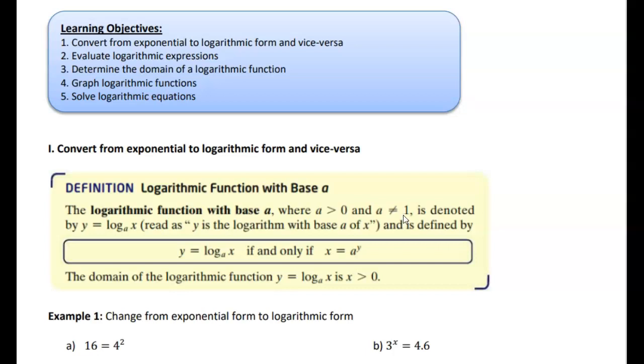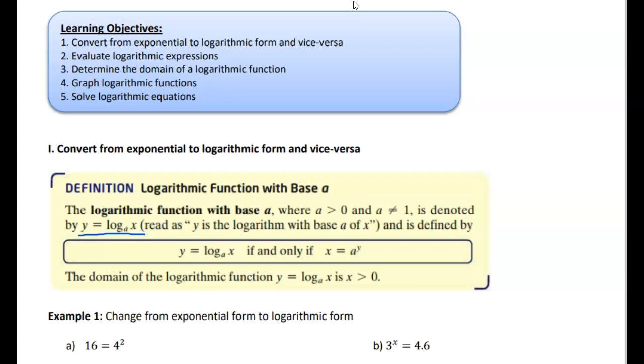Let's look at the definition of a logarithmic function with base a. This is the same base as we encountered in exponential functions. The base has to be positive and not equal to 1. We're going to look at bases that are bigger than 1, exponential growth, and less than 1, exponential decay. And we define the logarithmic function as y equals log base a of x. So y is the logarithm with base a of x.